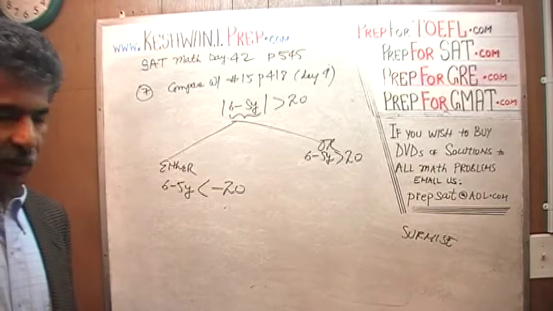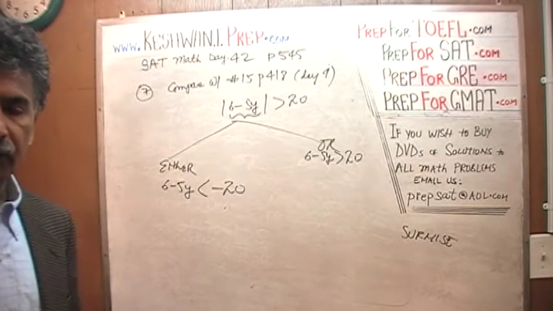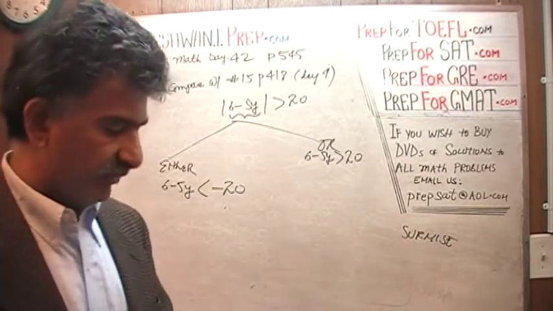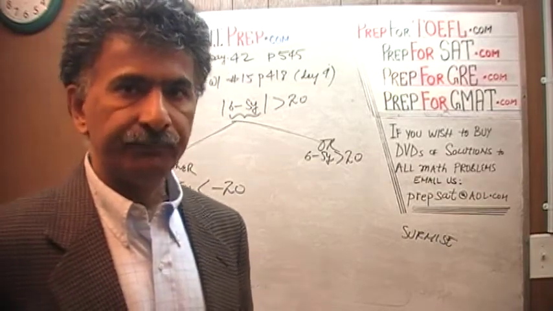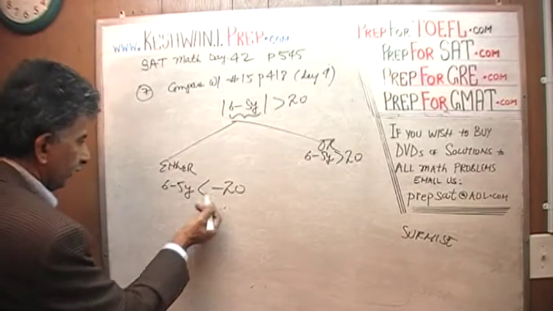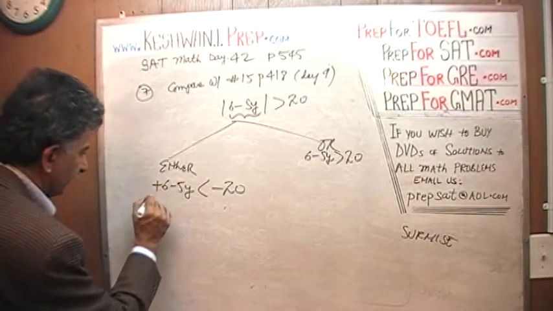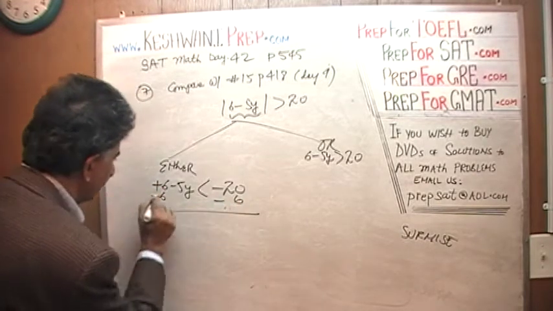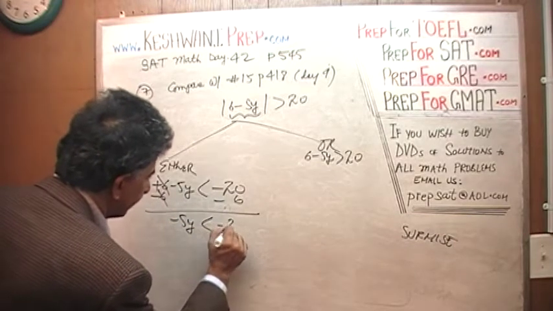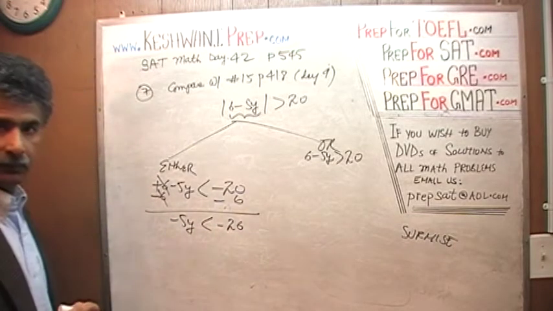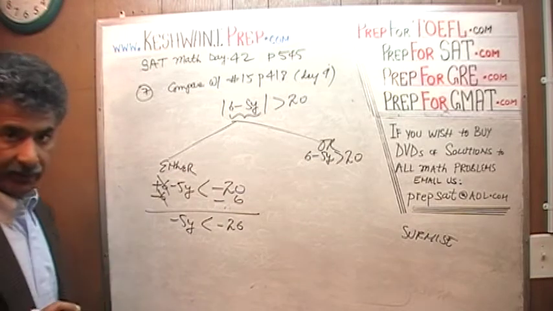And our job is to analyze both of these situations to come up with the answer that works here, because we are given 5 answer choices and the question simply says which of the following is a possible value of y. So let's do this, shall we? Subtract 6 from both sides. This is a positive 6. We're going to subtract 6 from both sides. 6 drops out, and -5y is less than -26. Let's divide both sides by -5.